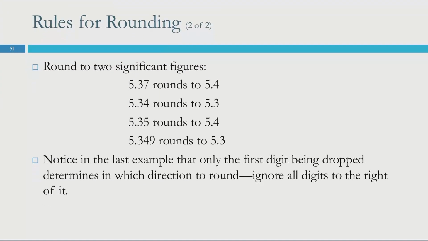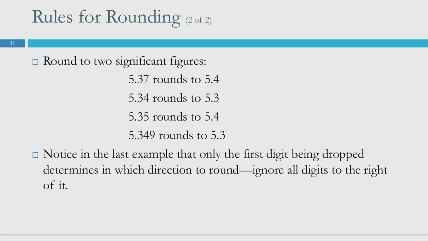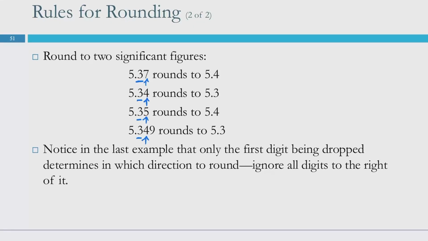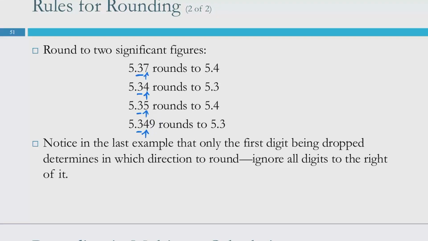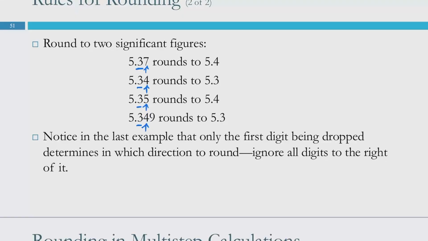Some more rules for rounding. If we're rounding these to 2 significant figures, so 5.37, the 7 tells us we round up. 5.34, 4 is less than 5, and so it rounds down. 5.35, the 5 tells us that we round up, so it turns to 5.4. 5.349 still rounds down because the 4 is less than 5, so we're still going to drop the numbers after that. We're not going to pay attention to anything to the right of our first dropped digit. So this 9 is not important to us. This is a 4, so we round down.